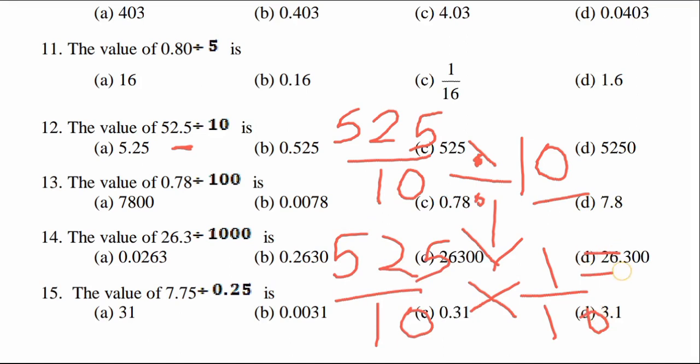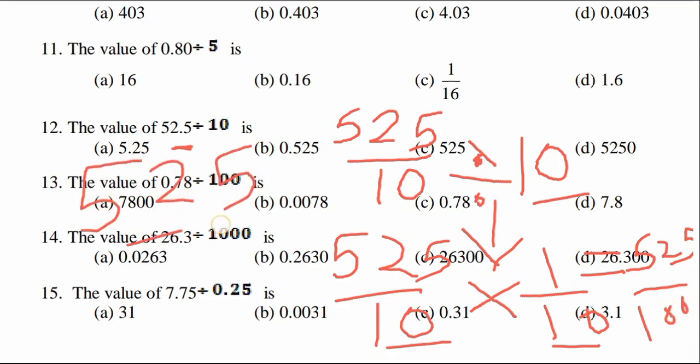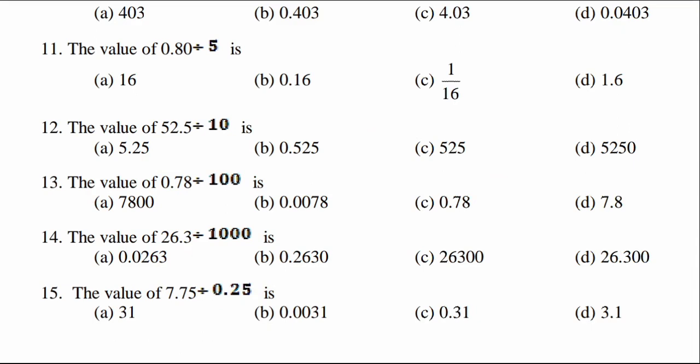Now we do multiplication of the numerator. 525 ones are 525, and 10 tens are 100. So 525 upon 100, and for that we have to write in decimal, 5.25, and the correct answer is given in option A.